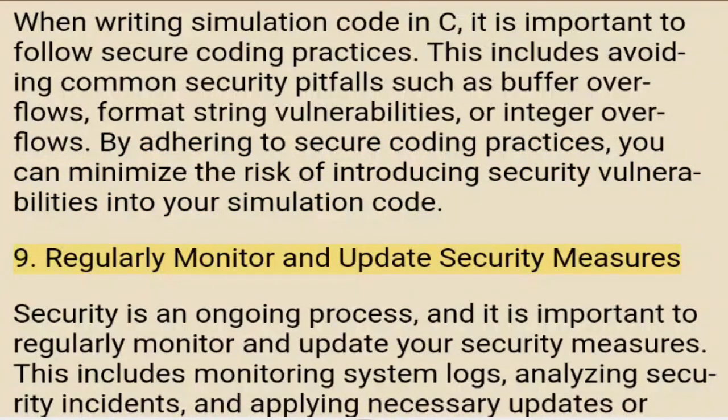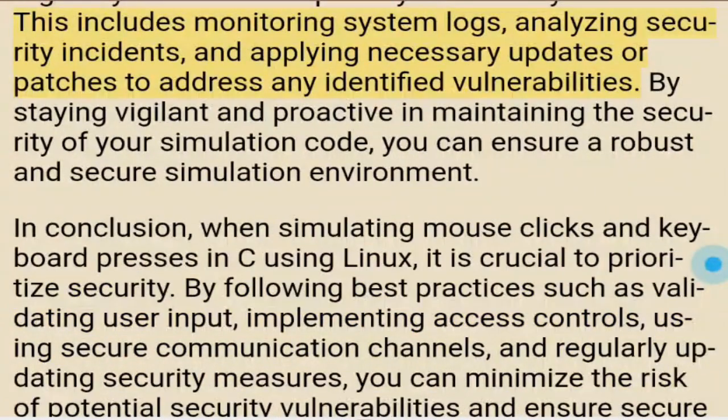9. Regularly monitor and update security measures. Security is an ongoing process, and it is important to regularly monitor and update your security measures. This includes monitoring system logs, analyzing security incidents, and applying necessary updates or patches to address any identified vulnerabilities. By staying vigilant and proactive in maintaining the security of your simulation code, you can ensure a robust and secure simulation environment. In conclusion, when simulating mouse clicks and keyboard presses in C using Linux, it is crucial to prioritize security.